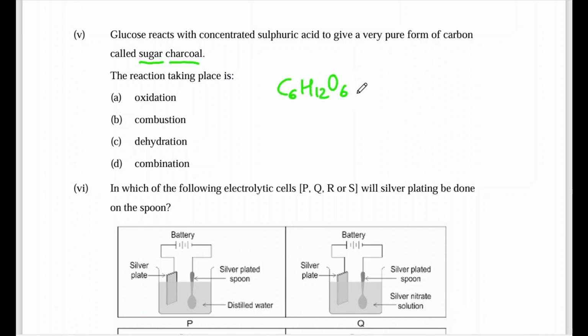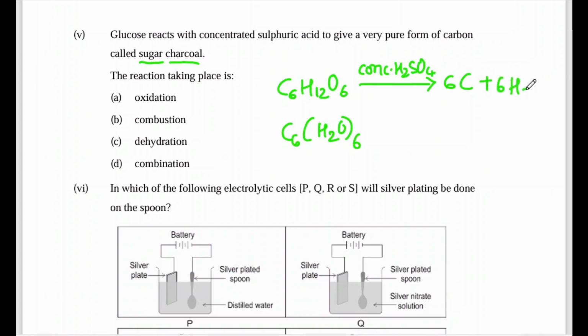C6H12O6. Sometimes they will also ask you to write the balanced equation. So you will write the conc H2SO4 on the arrow mark. Then just remove the water molecule, H2O. You can write H2O 6 times. So what is left? 6 carbon plus 6 H2O. This is removal of water, dehydration. This is the equation.